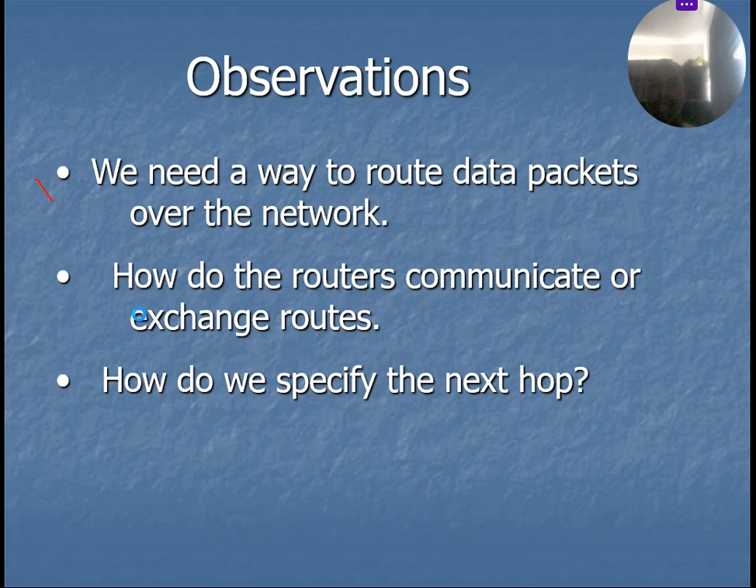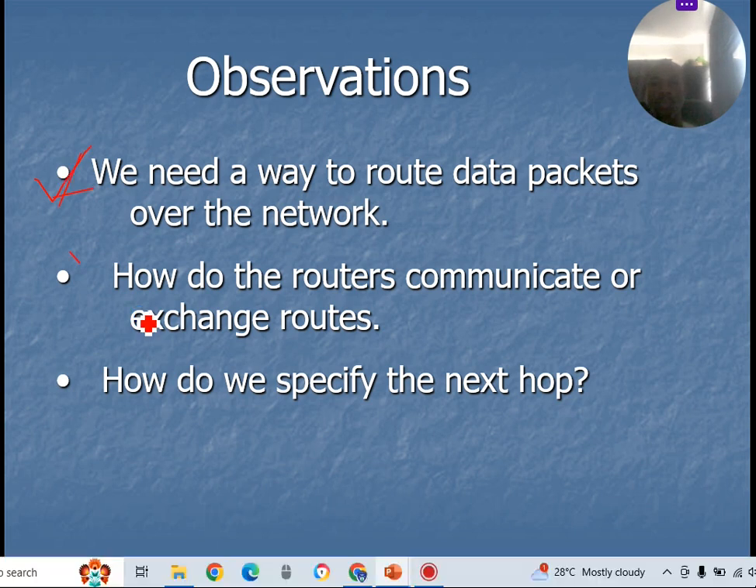Okay, so if you get these three concepts clear, then we'll be able to understand the concept of this static route, or what we're about to learn. The first one: we need to find a way to route data packets over a network. That's the first thing we need to know.